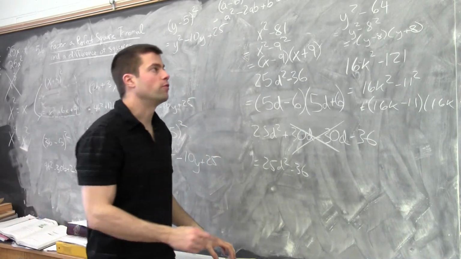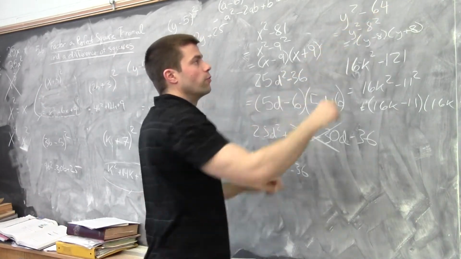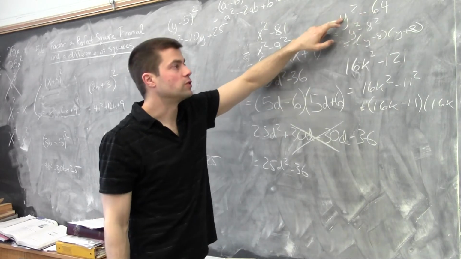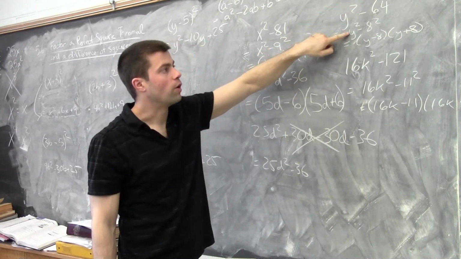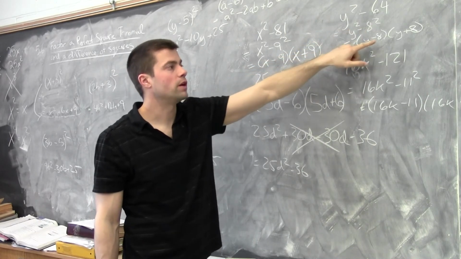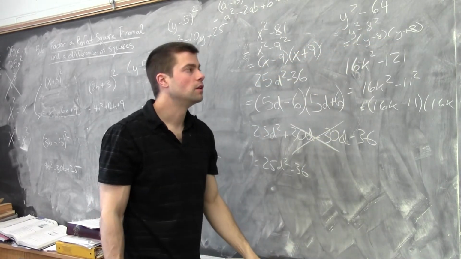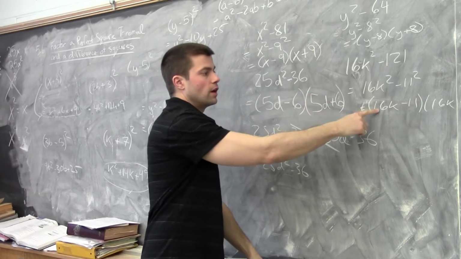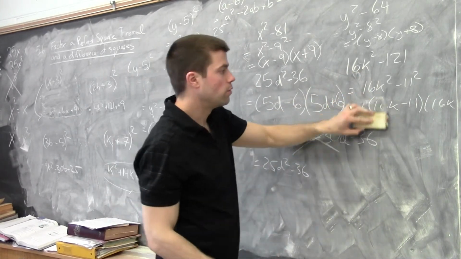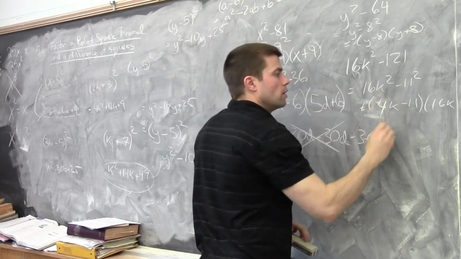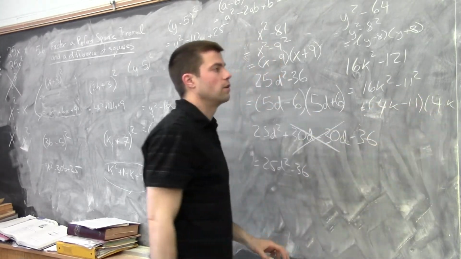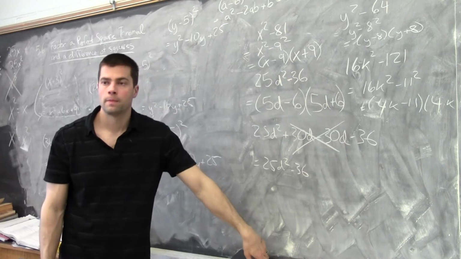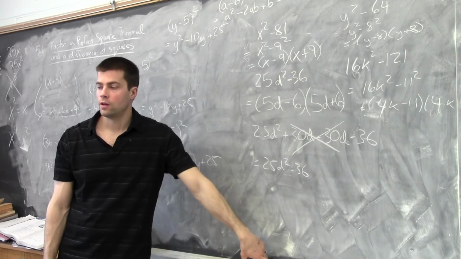It's also pretty straightforward. Y squared minus 64, this is a perfect square. Perfect square, it's a difference of squares because we're minusing the squares. Y squared minus 8 squared, y minus 8, y plus 8. Same thing here. 4k, sorry, this should be 4k here. 4k minus 11, 4k plus 11. Any questions?